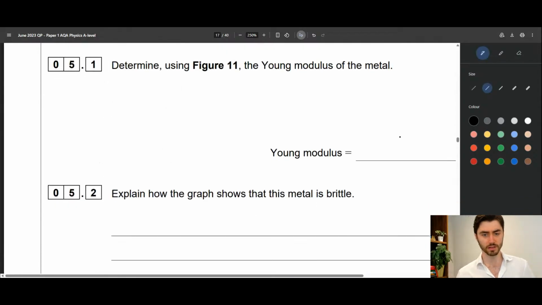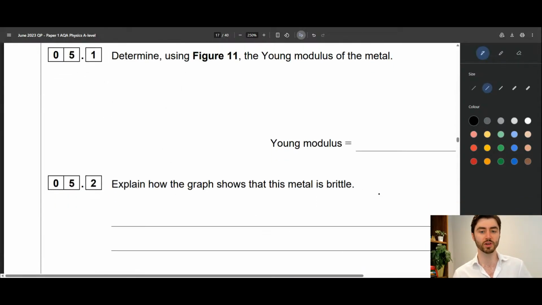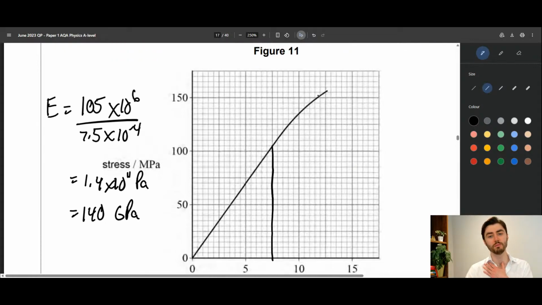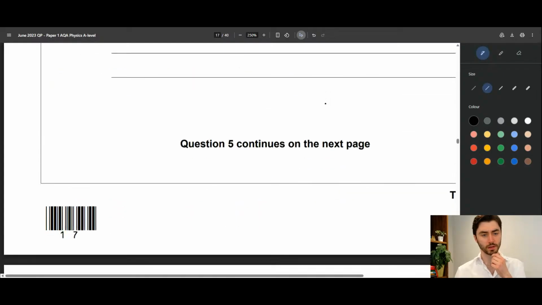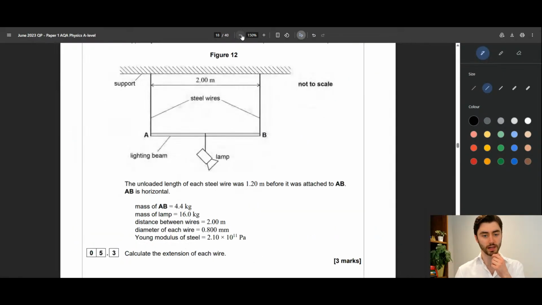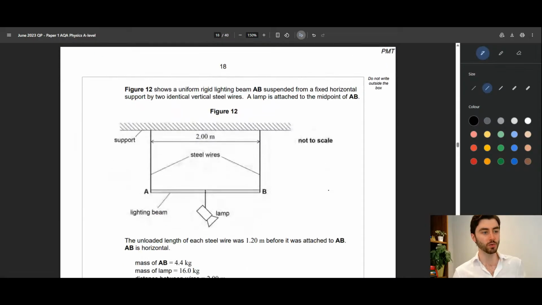is the Young's modulus. Explain how this graph shows the metal is brittle, because you basically don't get this sort of ductile flow. You don't get very much extension past the elastic limit before it breaks. I would want to see. Now this is, oh, hello. Hello. Hello. This is what you were on about.